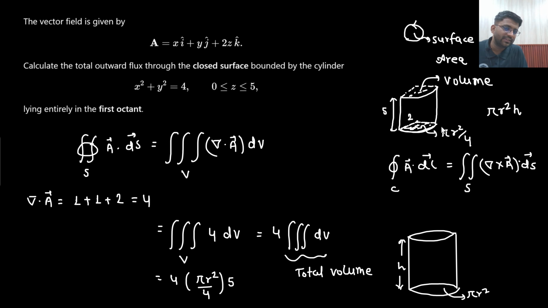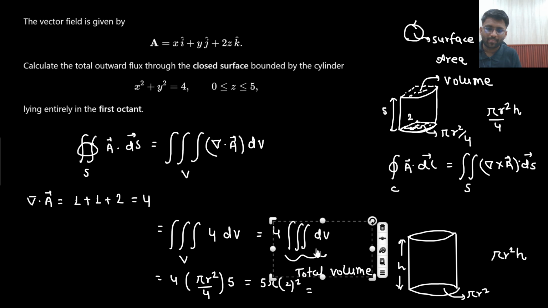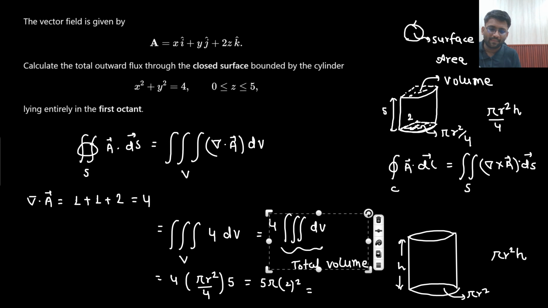So the area of the base is pi r square by 4, stacked with height h. Earlier the scenario was pi r square with height h, so pi r square h. Here pi r square by 4 is stacked for height h, so pi r square by 4 multiplied with 5. What answer are we getting? 5 pi r square by 4. What is the value of r? That is 2. 2 square is 4. So 20 pi is the answer we are getting.